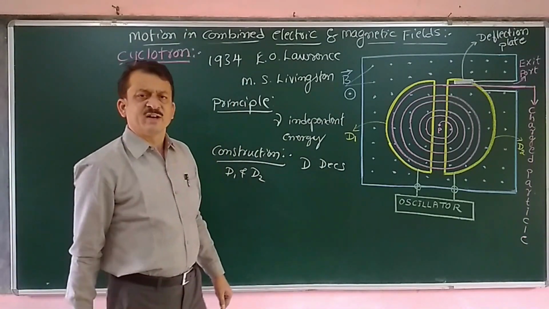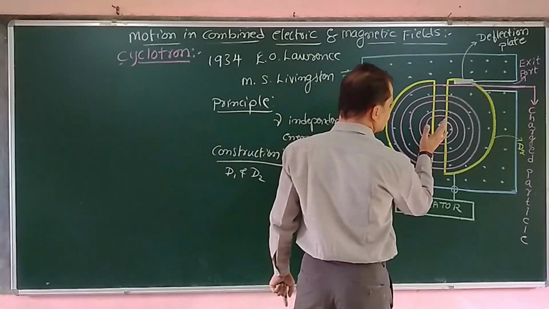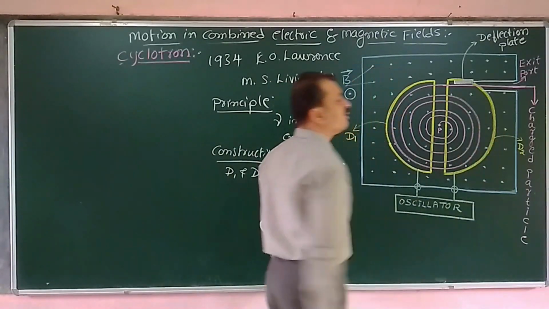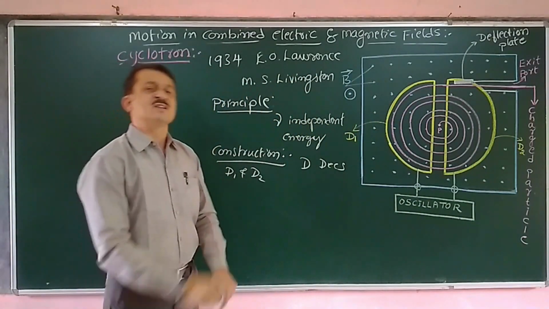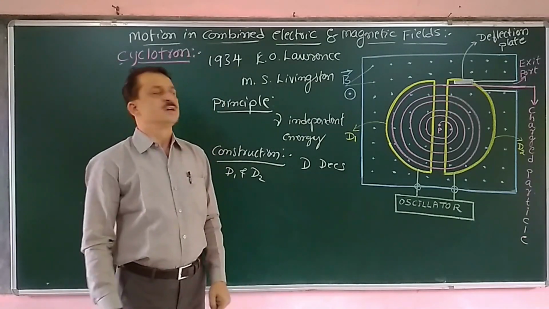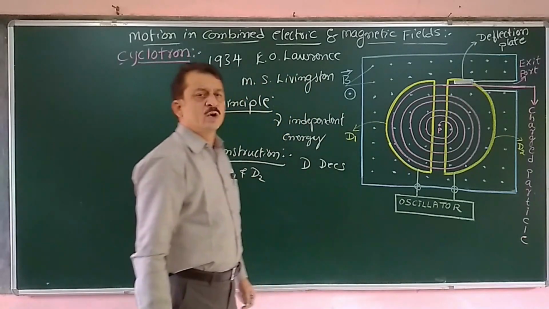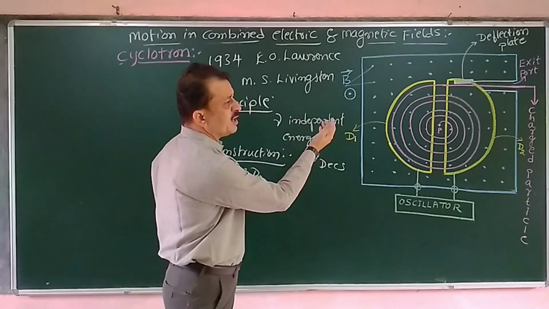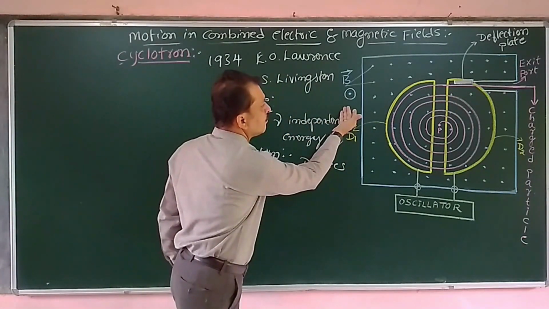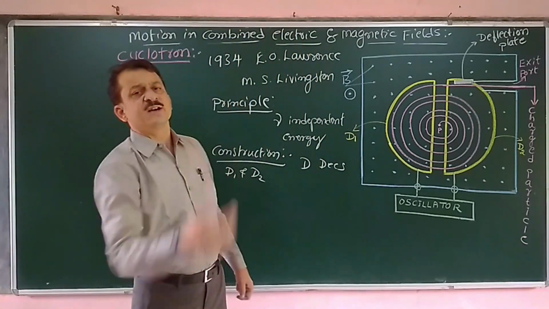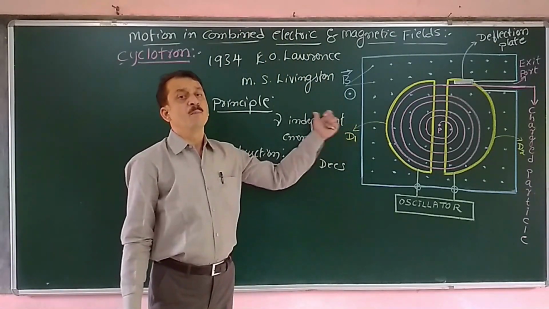But what about the magnetic field? Magnetic field is present everywhere. Now what is the direction of the magnetic field? Now the magnetic field is here represented by a dot. That means we are applying the magnetic field. Its direction is coming out of the plane of the board.